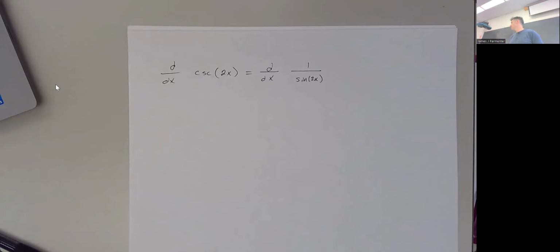Welcome, welcome. We are currently finding the derivative of cosecant of 2x the long way, which will definitely be on Tavernetti's exam tomorrow.